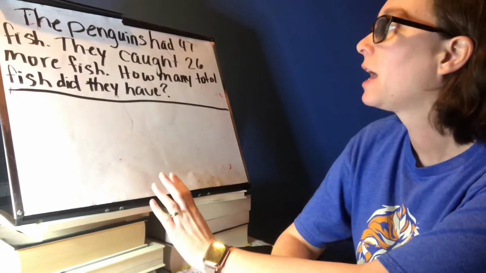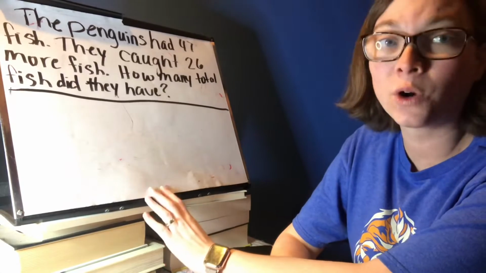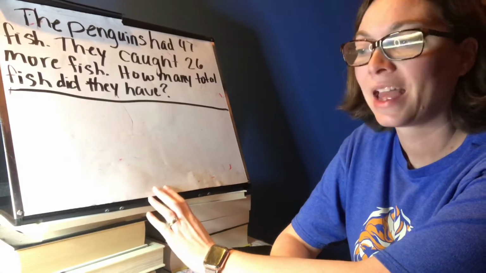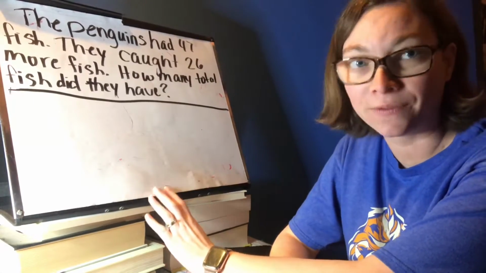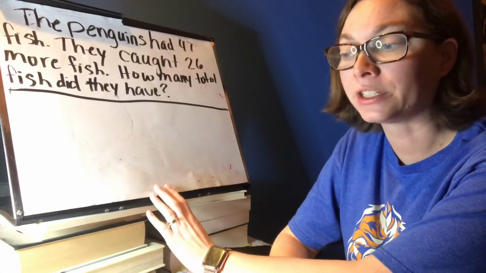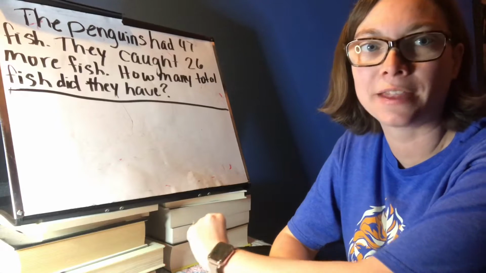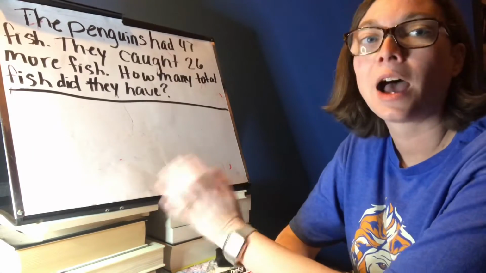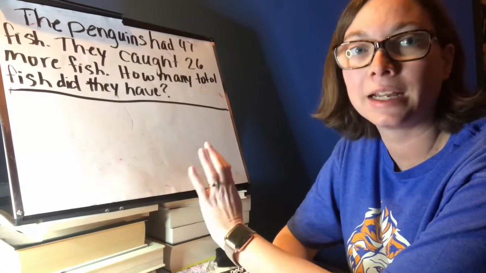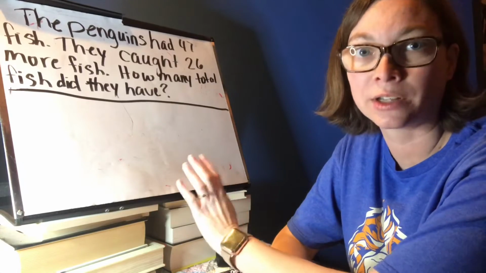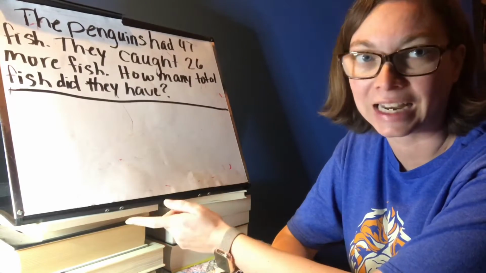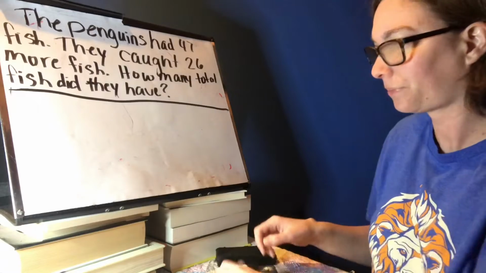It says, the penguins had 47 fish. They caught 26 more fish. How many total fish do they have? So let's break down our story and then we'll look at how to solve it. I always like to start with what's at the beginning, middle, and end of our story. So let's see what happens at the beginning of our story.